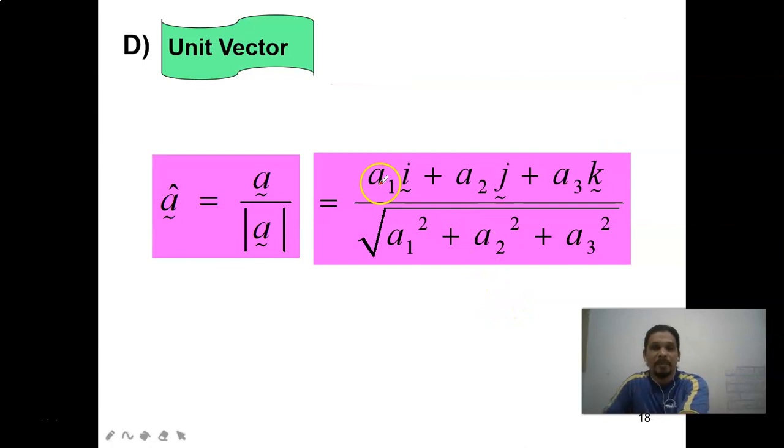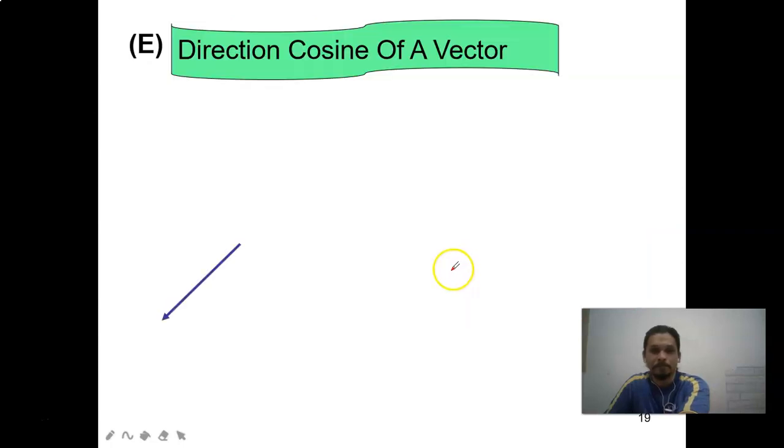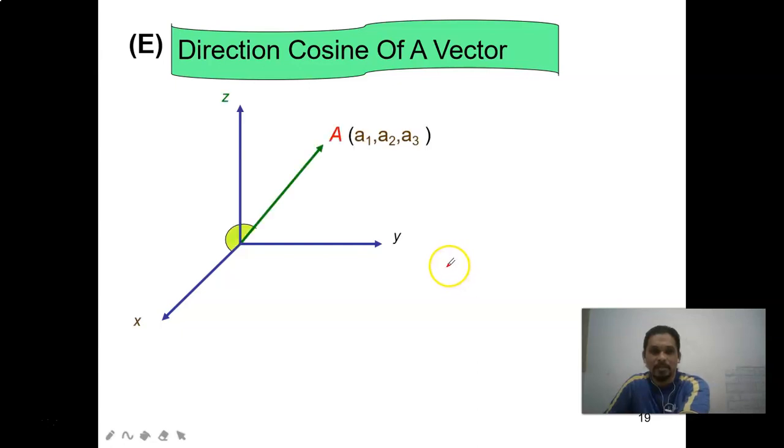And the unit vector of the vector A equals the vector A itself divided by the distance, or absolute value, of the vector A. So as you see on the screen here now, the components of A with i, j, and k are divided by the magnitude of the vector A itself. And direction cosine of a vector. From the origin point O, or 0, 0, 0, the direction cosine of a vector.